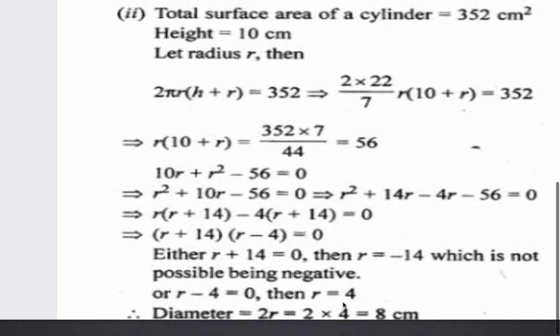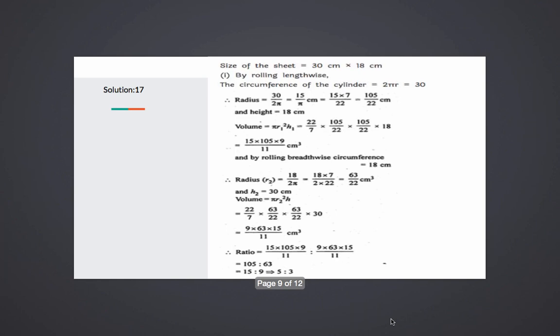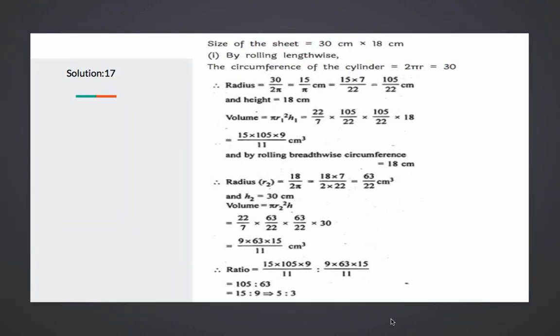Now in the second part they were asking us not the radius but the diameter. So we know very well diameter is twice the radius. So 2 into 4 is 8 centimeter. This is clear, students? So this was question number 14. 15 and 16 are exactly the same. Okay. So I'm giving you that as homework.